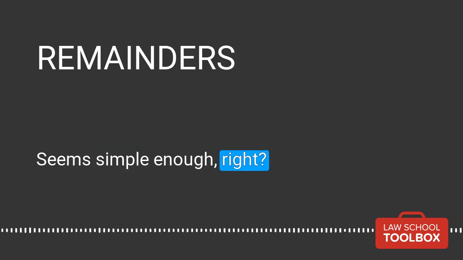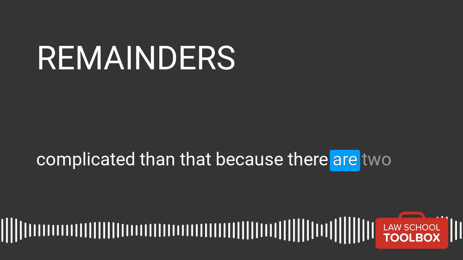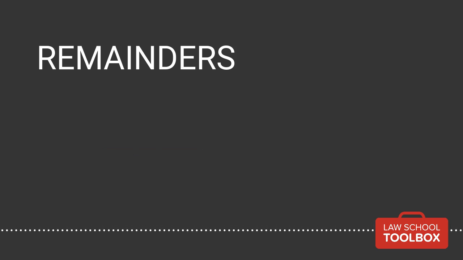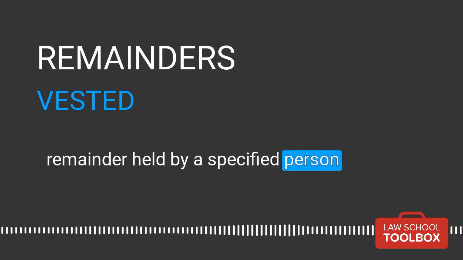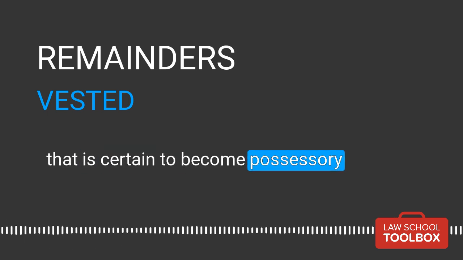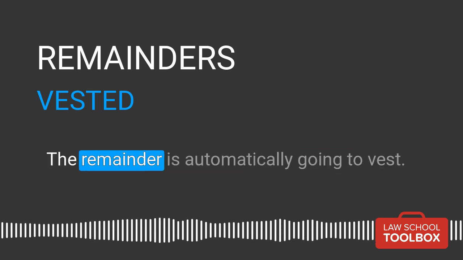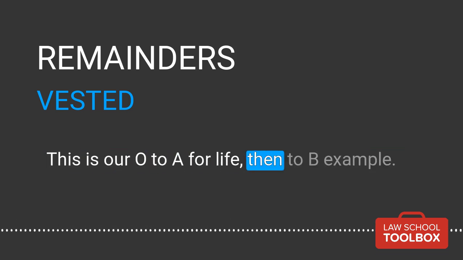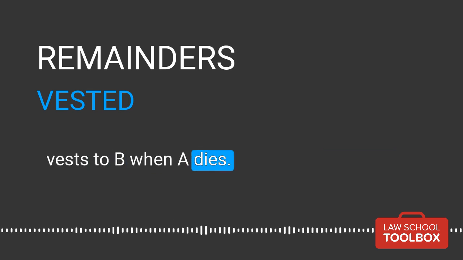Seems simple enough, right? Well, unfortunately, it's a little more complicated than that because there are two types of remainders, vested and contingent. We'll start with vested remainders. Vested remainders are a type of remainder held by a specified person that is certain to become possessory upon the expiration of the prior estate. There are no conditions. The remainder is automatically going to vest. This is our O to A for life, then to B example. Willow Lane automatically vests to B when A dies.